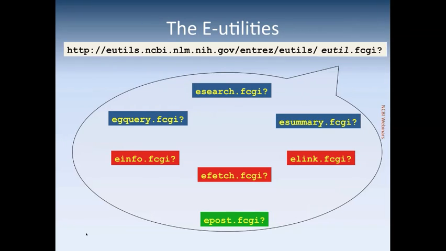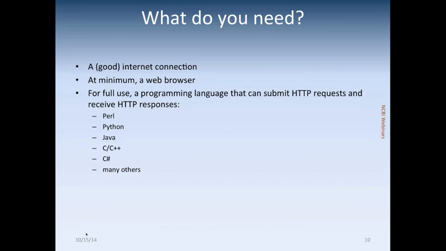So the interfaces remain stable for a very long time, and our commitment is to try and keep it stable as much as possible going forward. And so these individual e-utilities have a stable interface, a stable group of parameters that they take and do a particular function. And we'll talk about these as we go through: search, summary, fetch, link.